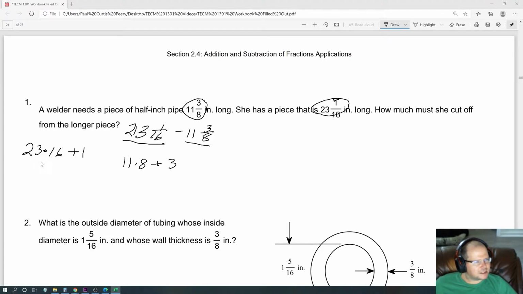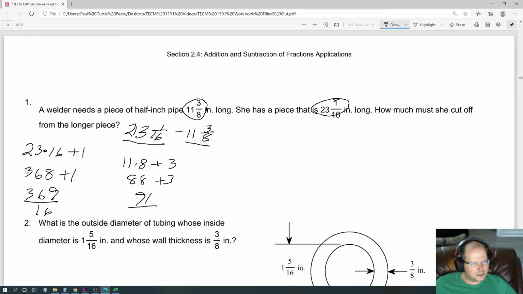23 times 16 is 368. Plus 1 is 369. And of course, it's going to go over the old denominator of 16. Then we say 11 times 8 is 88, plus 3 is 91. Now we put it over the old denominator of 8. So we rewrite the original equation, but now what we're saying is 369 over 16 minus 91 over 8.